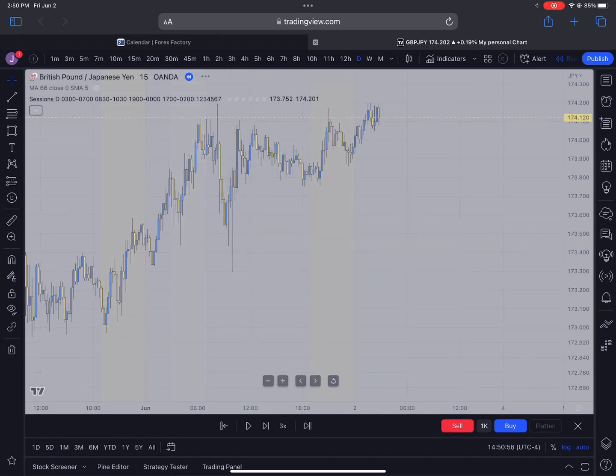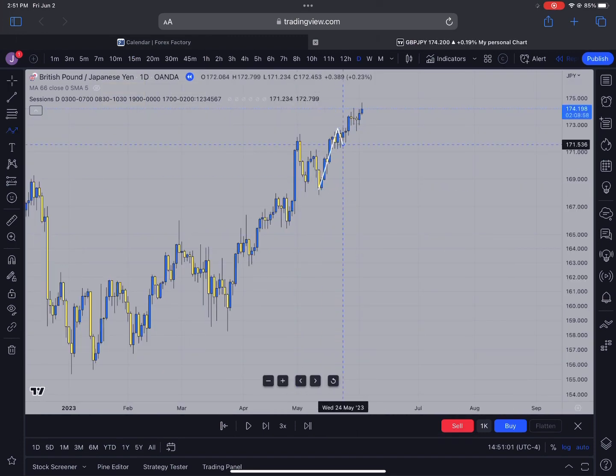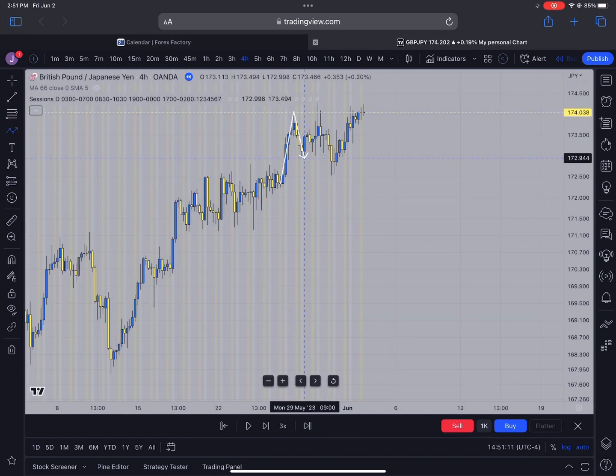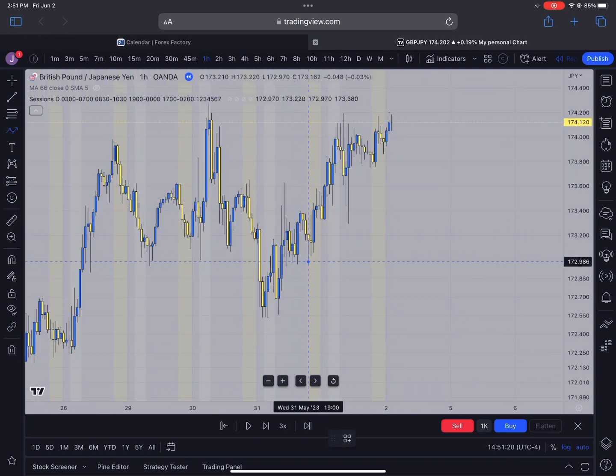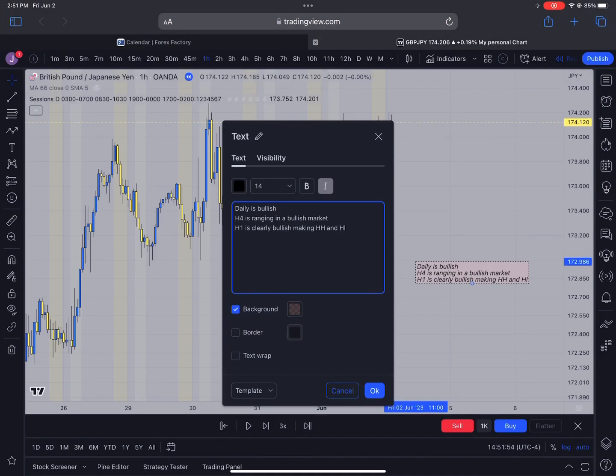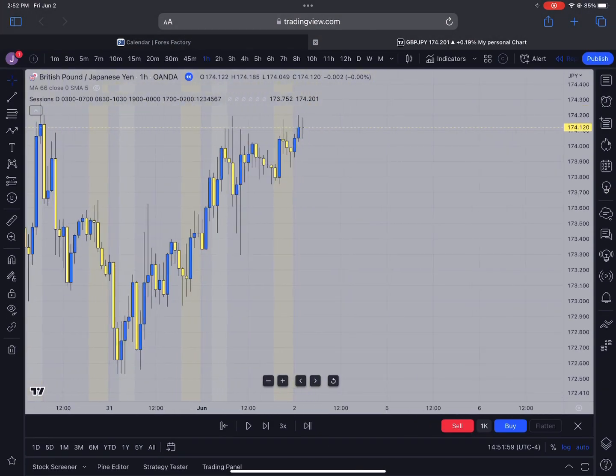Okay, so right now we are going to the daily time frame. You can clearly see it's making higher highs and higher lows, so it's bullish. Going to the H4, you can see it's clearly in a range in a bullish market. And finally, in the 1 hour time frame, you can see it's making clear higher highs and higher lows. So I would like to focus on that time frame. So my bias for today obviously is going to be buys. Why? Because we got two time frames that are correlated in a bullish market.